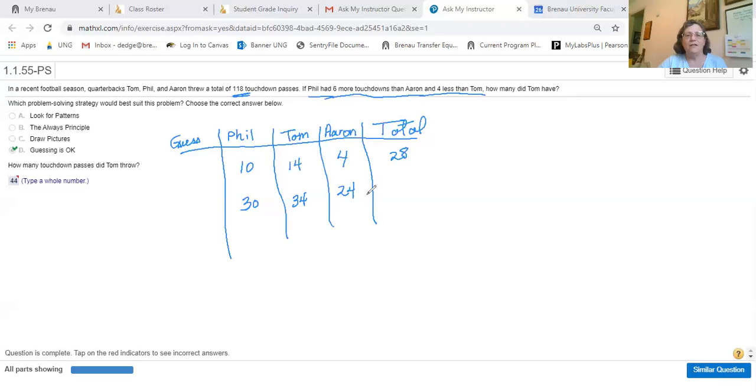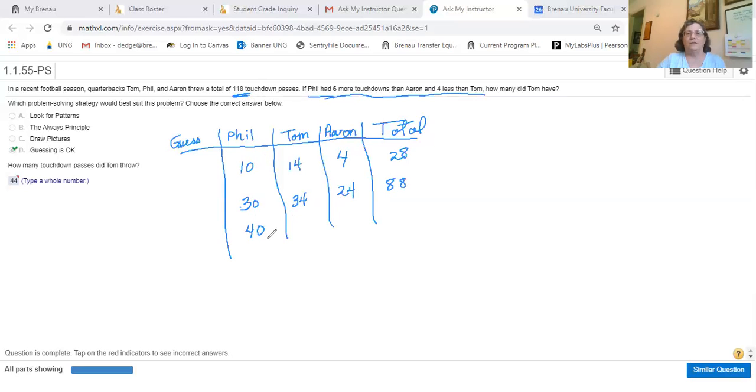Are we up to 118 yet? Let's see, 88. No, we're a lot closer than we were. What do we lack? Let's see, that's about 30 less than what we had here. So let's try adding 10 to this. How about 40?